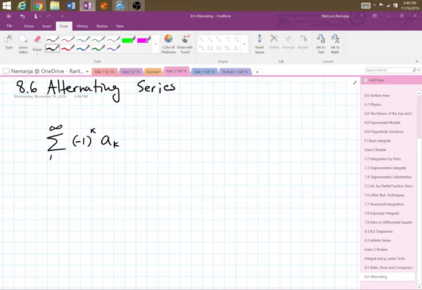Why is it alternating? What this (-1)^k does is it makes points jump on the other side of the number line, right? So you will have a situation, let's say, like this. Right? That's what it does. Rather than having all points above or below.